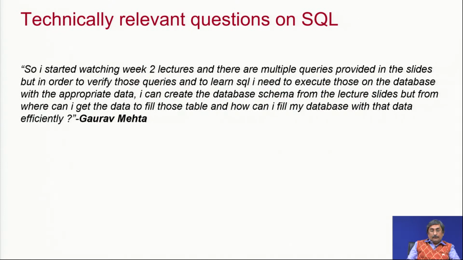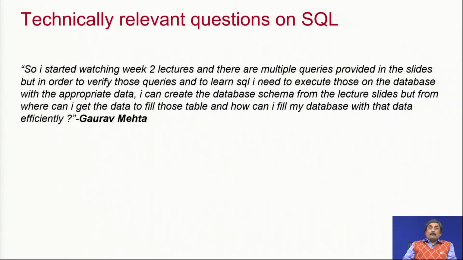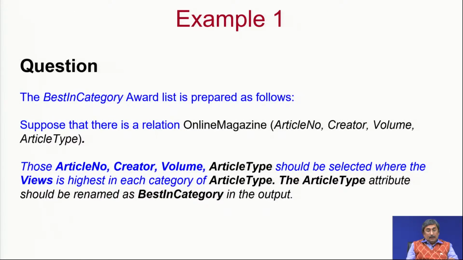Okay, now, this is quite interesting. The question here is that there are multiple examples with multiple queries given. Maybe the relation or the table columns are also given, but how can I create appropriate data, how can I fill up the data for that particular database? For example, if I am given this question: the best in category award list is prepared as follows.